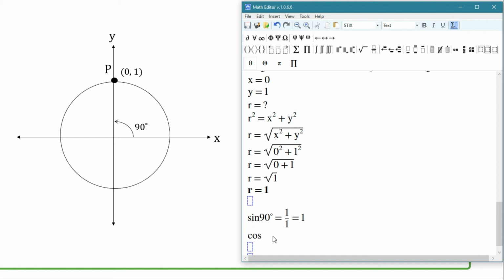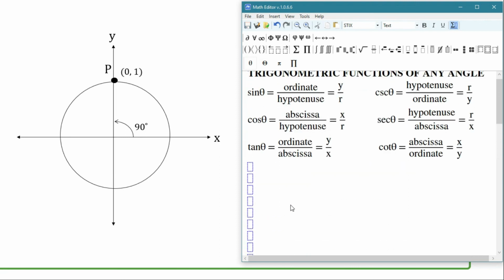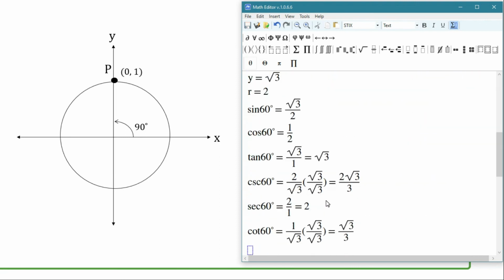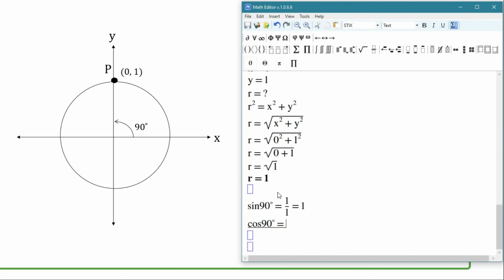Then we have the cosine of 90 degrees. That will be abscissa over hypotenuse. Our abscissa is 0 and our hypotenuse is 1. By simplifying this one, 0 over 1 is still 0.